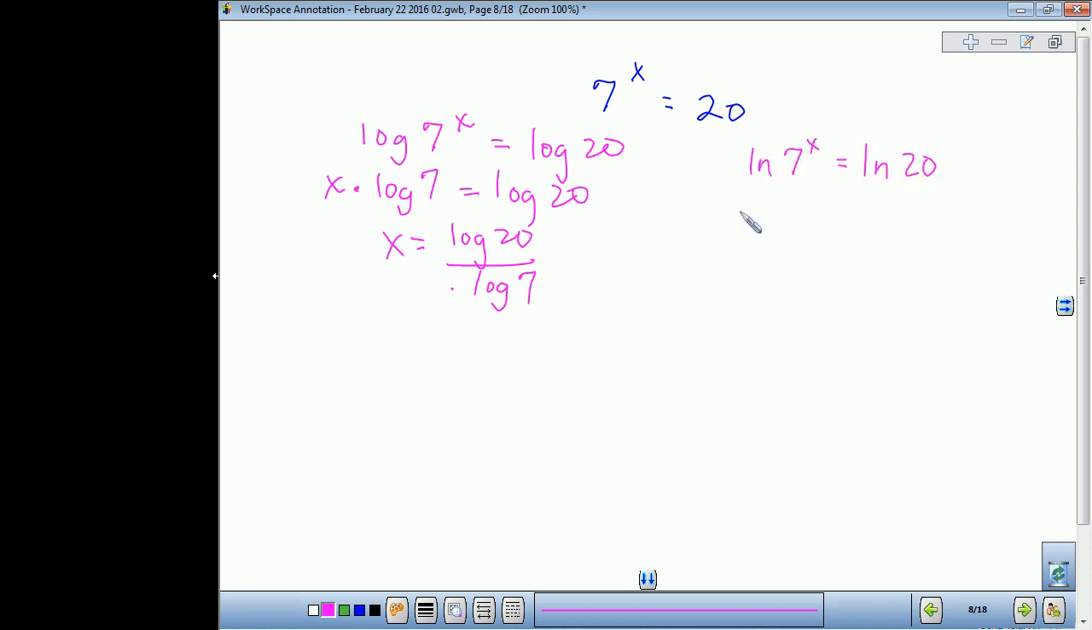So you could have done it this way, and the exact same process occurs, and we get x equals natural log of 20 over natural log of 7. Now, these are my exact answers. The decimal approximation, what did you guys get for the decimal approximation? 1.549. Approximately.